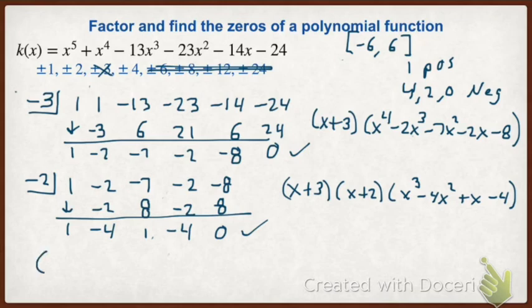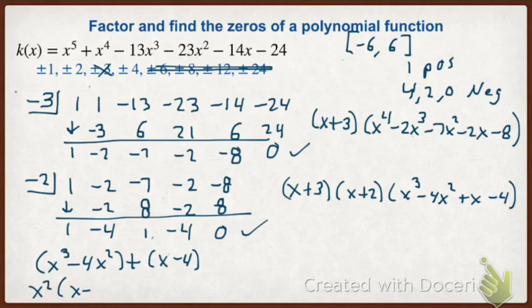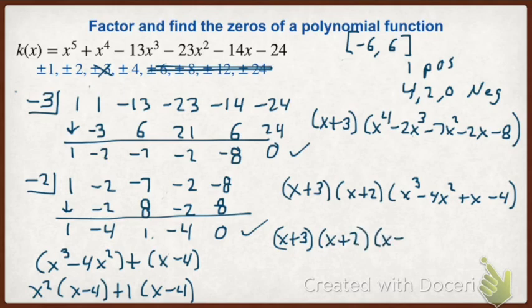And if you recall, you do this. X cubed minus 4x squared is one group, plus x minus 4 is the other group. Just like we do with the AC split, we have grouping. We can pull out an x squared, we get x minus 4. We can pull out a 1, and we get x minus 4. So this then becomes x plus 3, x plus 2, x minus 4, and x squared plus 1. This is my factored form so far.